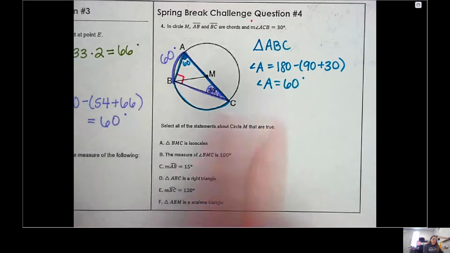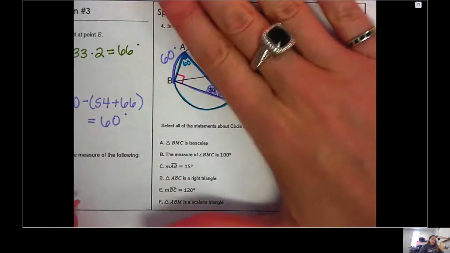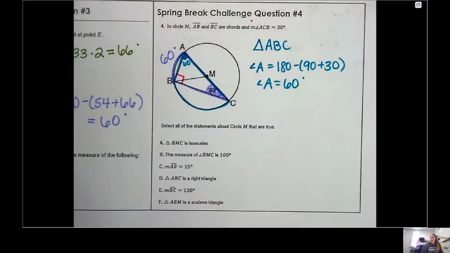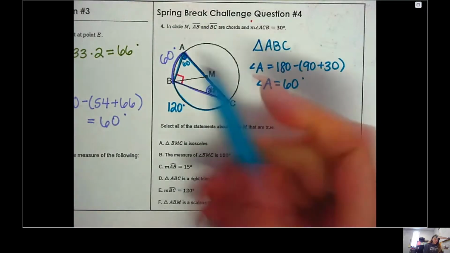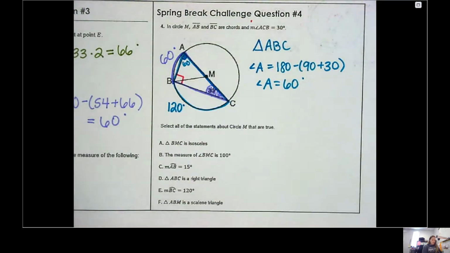Or I also could have said, hey, since this is a diameter, if you know that this is 60, this whole thing should be 180, I could just subtract them from 180, and that would give me what's left over as well. But I just double 60, I get that this is 120 degrees. Now, oh my gosh, here's something else.